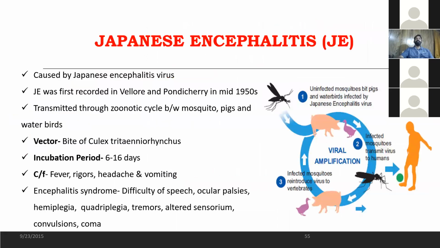Japanese encephalitis, JE, caused by the Japanese encephalitis virus, was first recorded in Vellore and Pondicherry in the mid-1950s. It is transmitted through a zoonotic cycle between mosquitoes, pigs, and water birds. The bite of Culex acts as the vector, and the incubation period is 6 to 16 days. The clinical findings are fever, rigors, headache, and vomiting. Encephalitis syndrome includes difficulty speaking, ocular palsies, hemiplegia, quadriplegia, tremors, altered sensorium, convulsions, and coma.